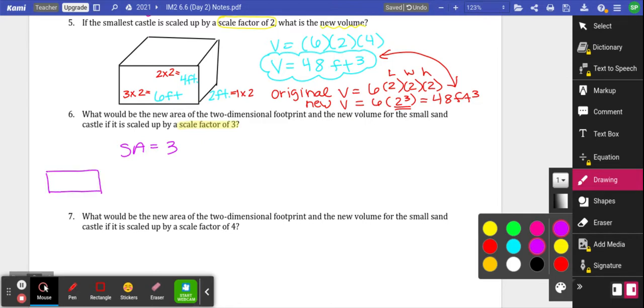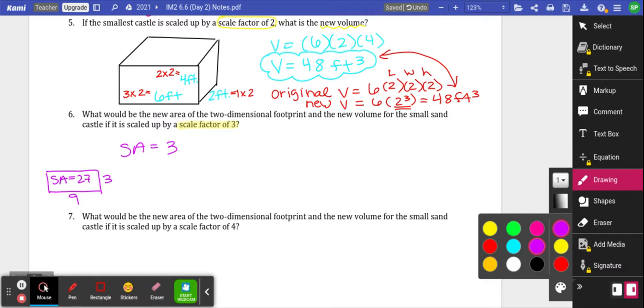So our original length was 3. So if we take 3 times 3, we get 9. Our original width was 1. So 1 times 3 is going to give us 3. We know 9 times 3 is going to give us 27. So I just did a quick picture over there on the left.